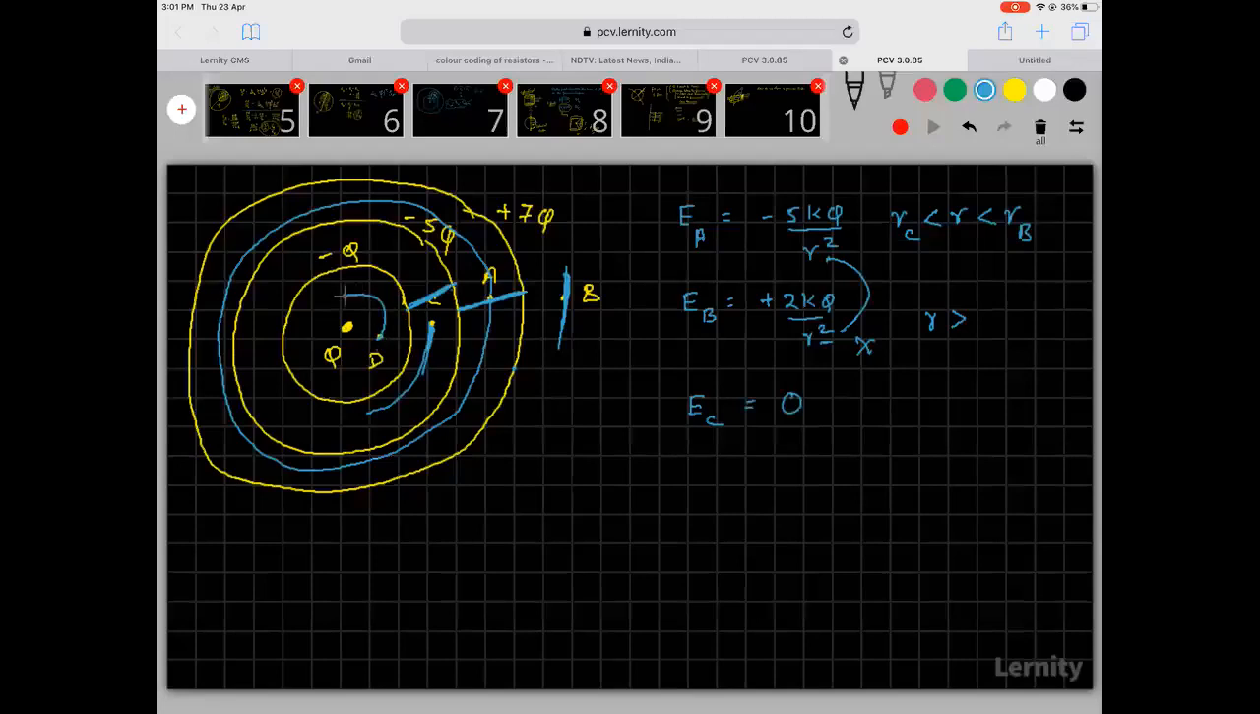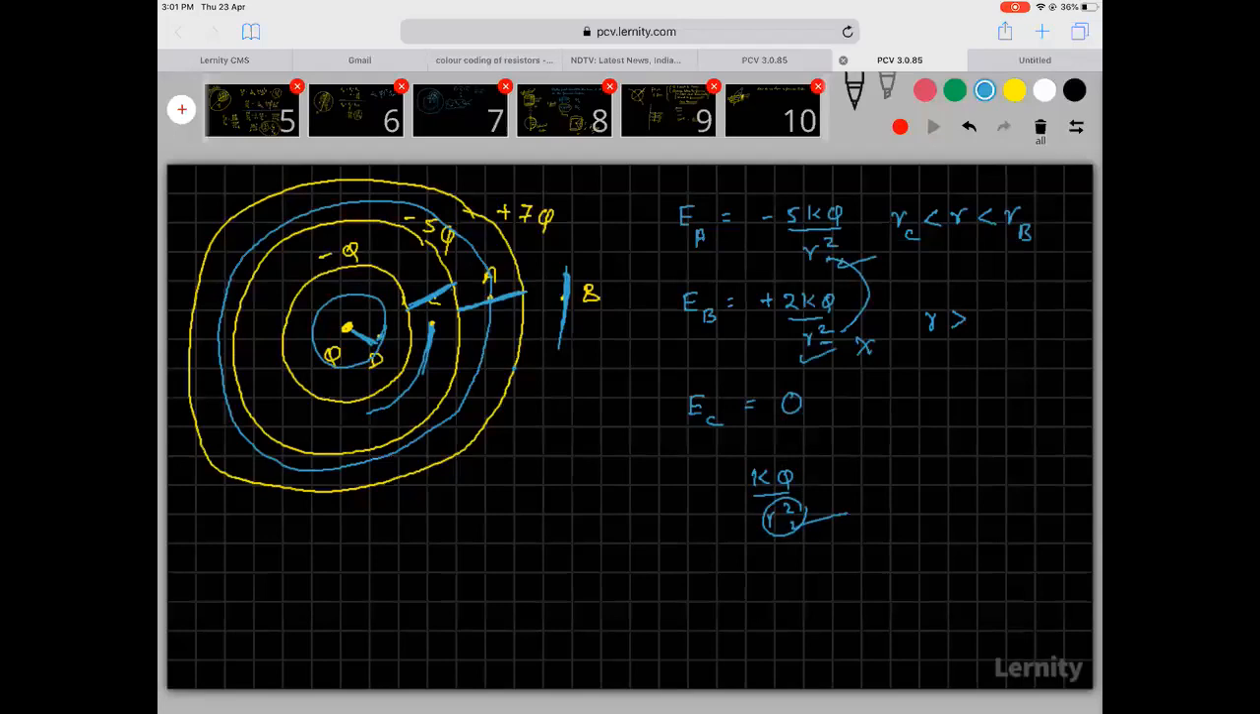Now at this distance, it is equal to KQ by R squared. Now what is this R? This R is this distance, whatever it is. This R is different from this R, is different from this R. Each of those R's is different. Now I found the electric field.